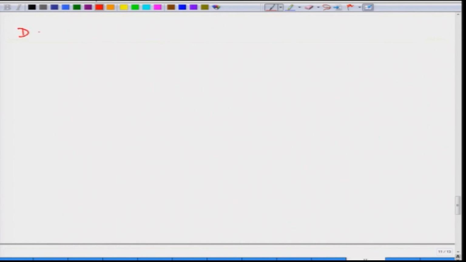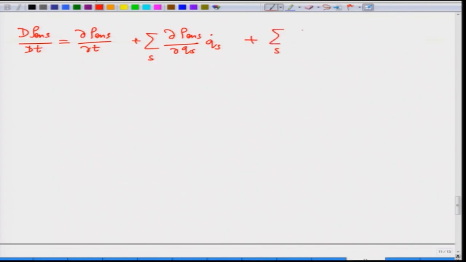you will be given this: d rho ens/dt will simply then be del rho ens/del t plus summation over s of del rho ens/del q_s times q_s dot, plus summation over s of del rho ens/del p_s times p_s dot, where dots are nothing but the d/dts. So, p_s dot is equivalent to dp_s/dt and q_s dot is dq_s/dt.